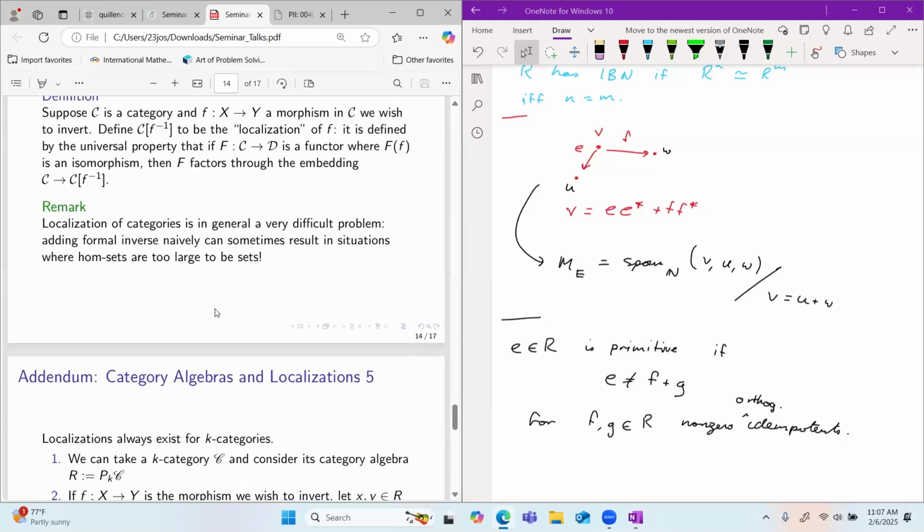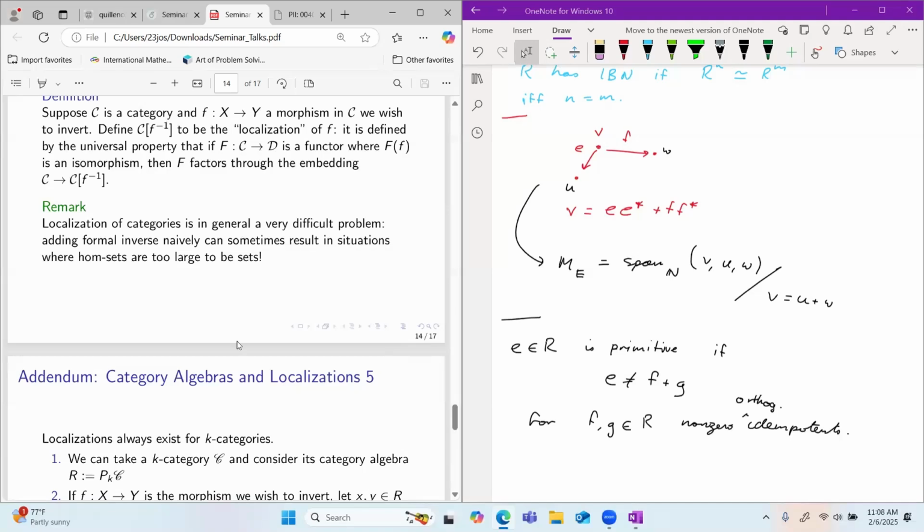So localization in general is a very difficult problem. If you've ever studied, say, model categories and higher homotopy theory, a lot of the difficulty in studying that theory is due to the fact that you're trying to localize with respect to weak equivalences, if you know what that is. My point being that if you want to localize a whole bunch of morphisms, it's not always clear that what you'll get is even a category with any well-defined sense of what a morphism is.